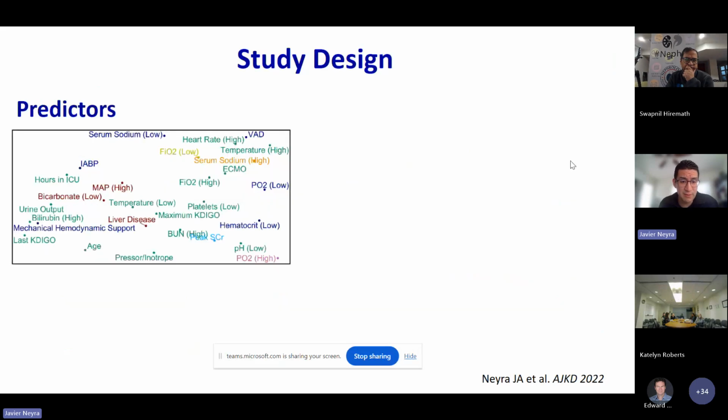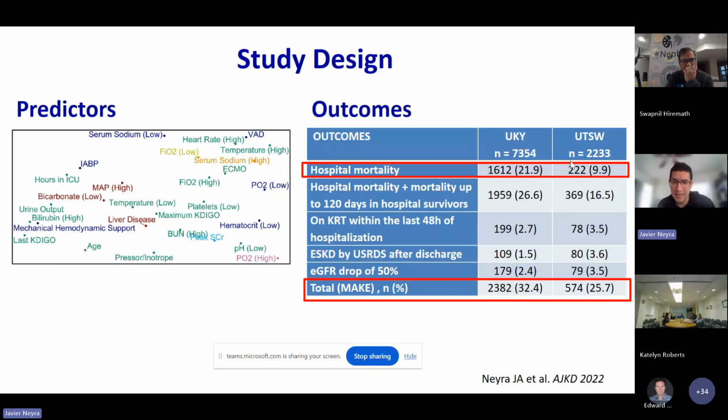We use different predictors, similar to other studies: characteristics of the patient, hemodynamics, biochemical parameters, and a lot of features also from the ventilators when the patients were on ventilators. For mortality, we used 2 cohorts, University of Kentucky and UT Southwestern. Mortality, one of the outcomes of the model, occurred in about 21% in Kentucky, close to 10% in Dallas. And the incidence of major adverse kidney events at 90 days was between 25 and 30% at both sites.